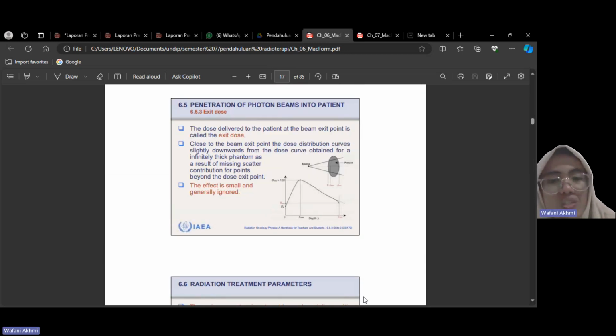Exit dose. The dose delivered to the patient at the beam exit point is called the exit dose. Close to the beam exit point, the dose distribution curves slightly downwards from the dose curve obtained for an infinitely thick phantom as a result of missing scatter contribution from points beyond the exit point. The effect is small and generally ignored.